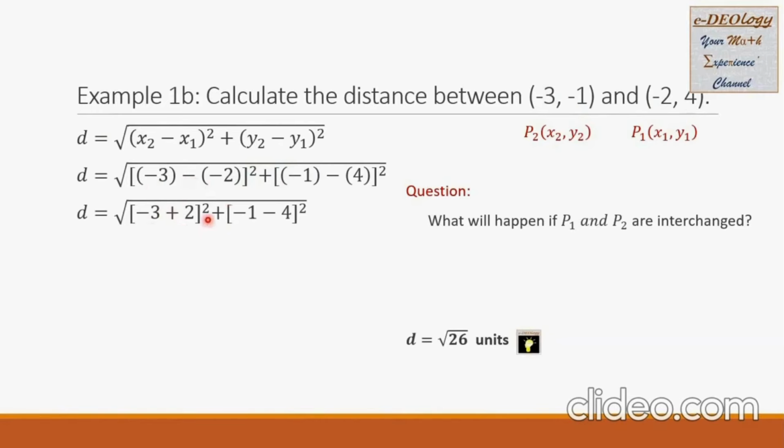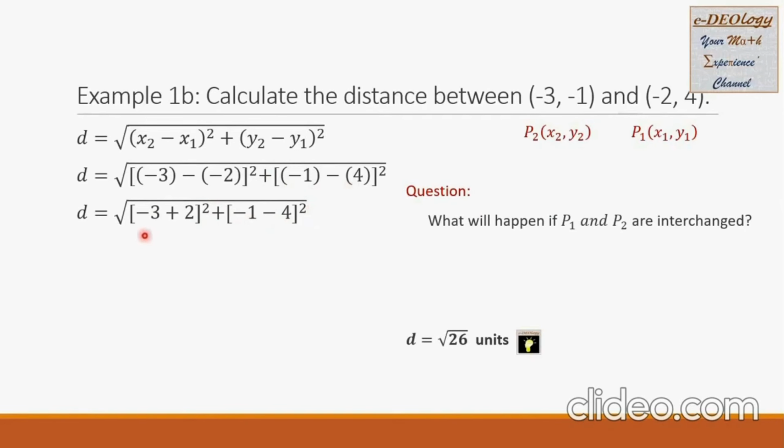We write the square, then plus. We remove the grouping symbol from negative 1. It is now negative 1 here. Then minus of this positive 4. So we remove the grouping symbol. And the square is copied.